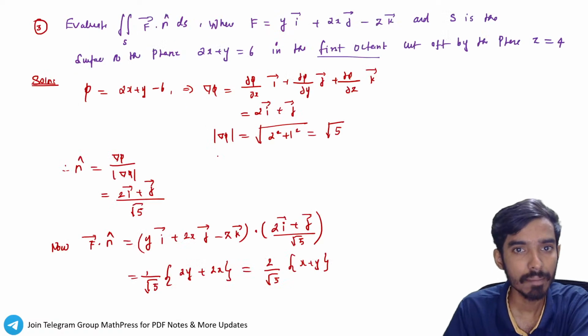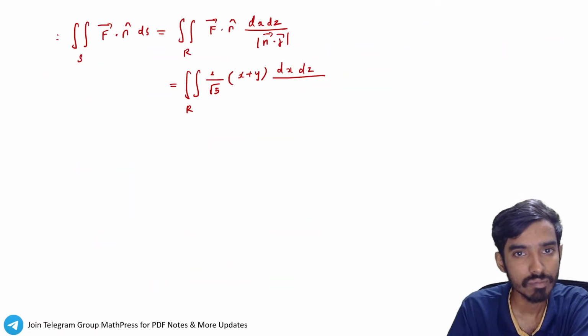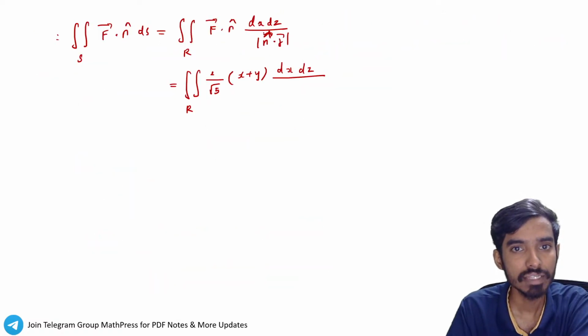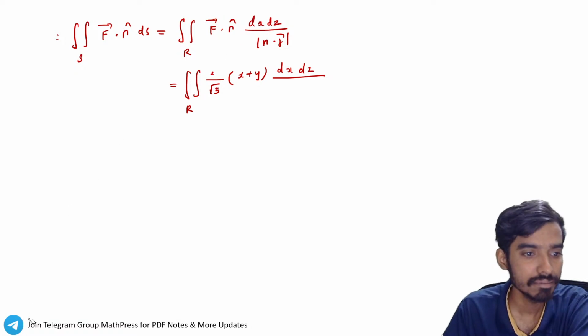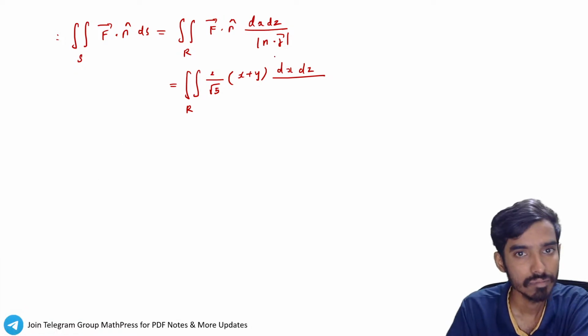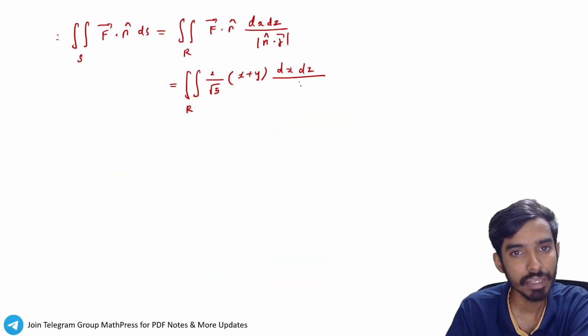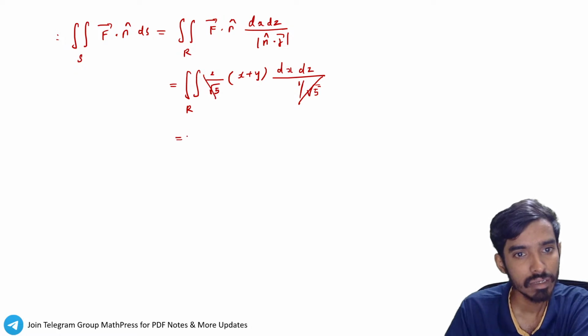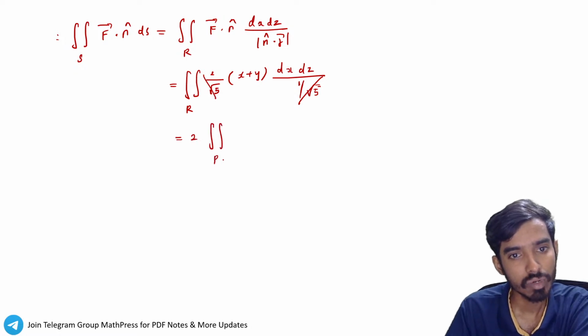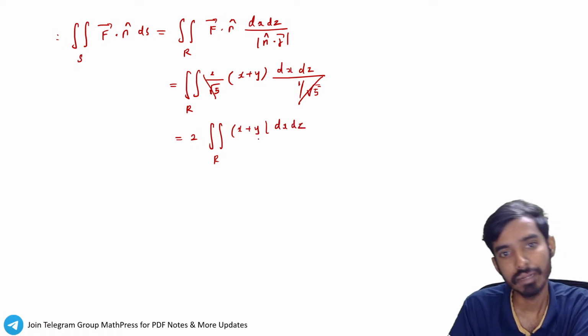Now what is n cap dot j? n cap is this. Make a dot product with j, and you will have 1 by root 5. This 1 by root 5 will get cancelled, so we will have 2 times the integral over R of x plus y dx dz.